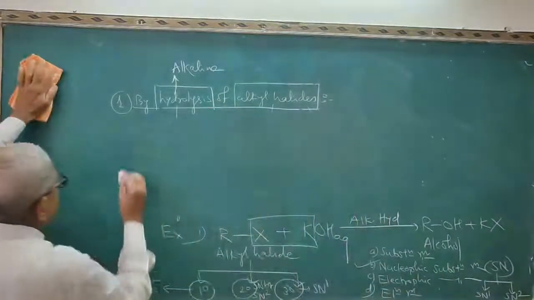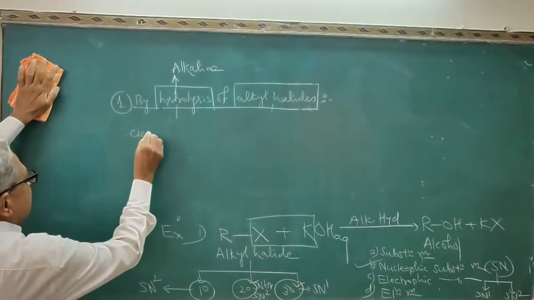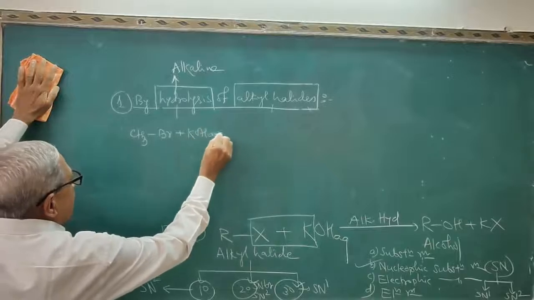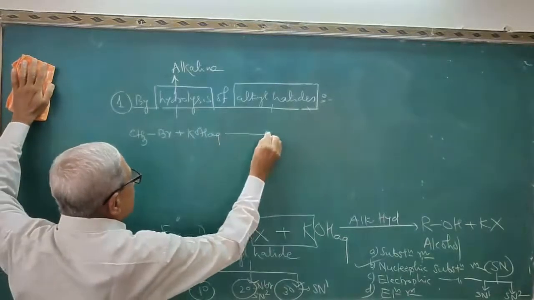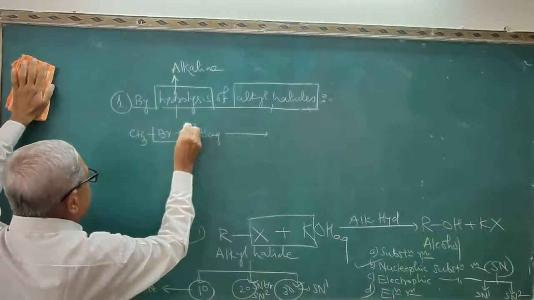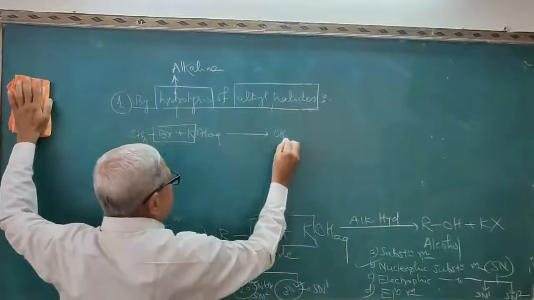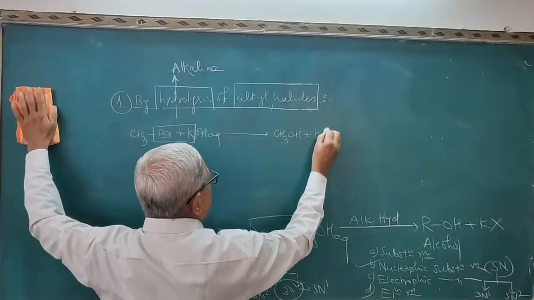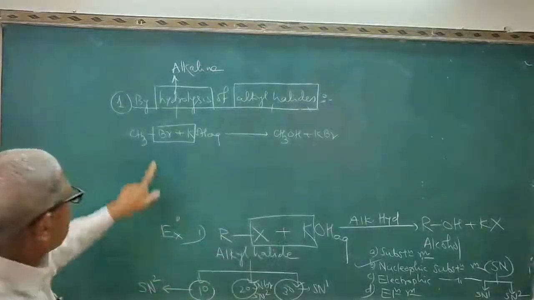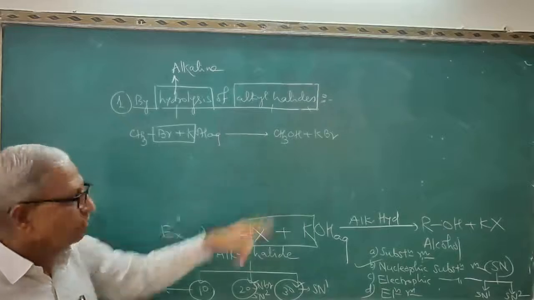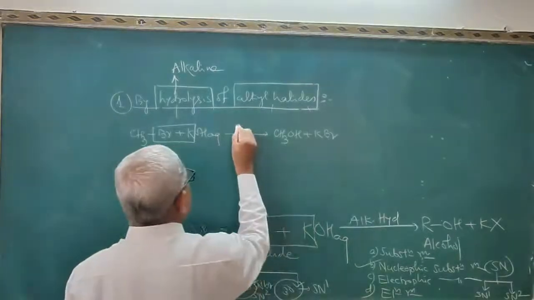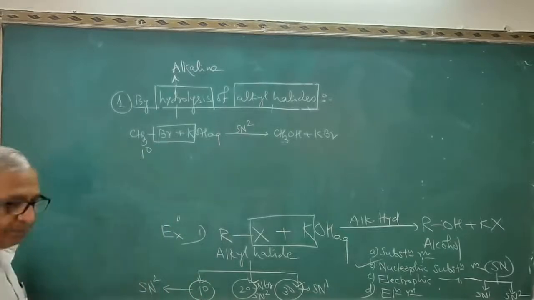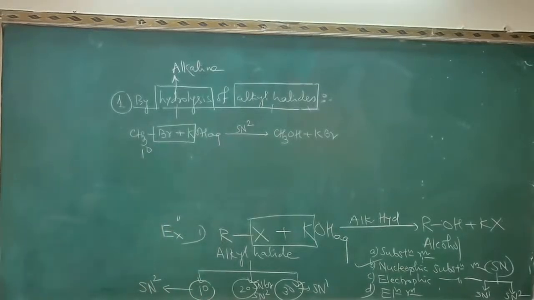Suppose you take the alkyl halide CH3Br plus KOH aqueous. In this case, you can remove KBr. You will get CH3OH plus KBr. This is methyl bromide, giving methyl alcohol. This reaction follows the SN2 mechanism because this is a primary alkyl halide.